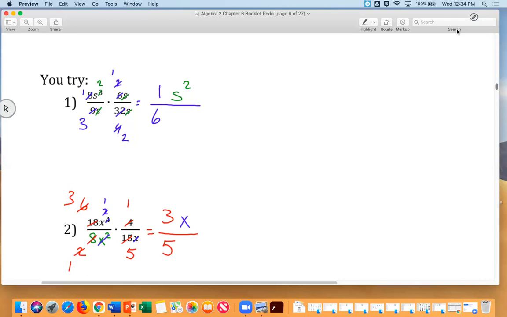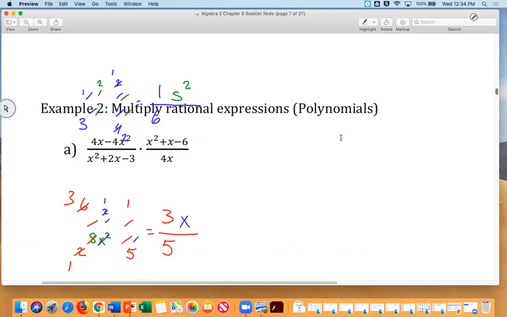Guys doing all right with them? Okay. I actually like these problems less than the next problems. These problems are just annoying to me. But let's look here. All right.